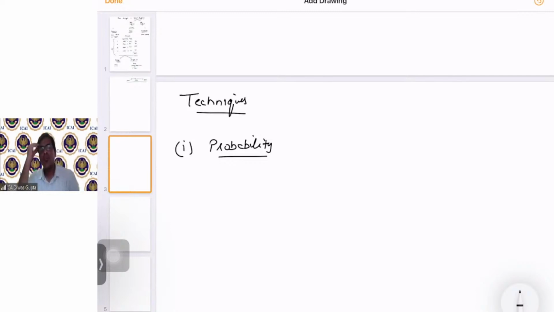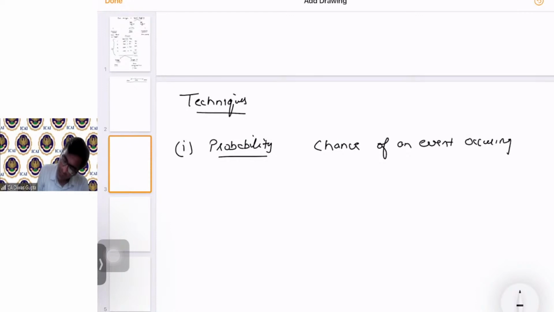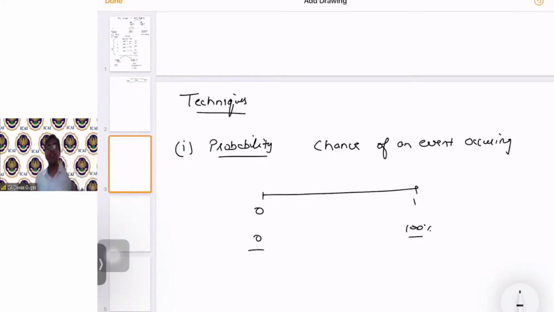I think most of you would be aware of what probability is. Probability is the chance of an event occurring, in very simple language. It can be 0 to 1 or 0 to 100%, whichever way you want to see. In percentage terms, the maximum is 100%. Without a percentage, it can be from 0 to 1.